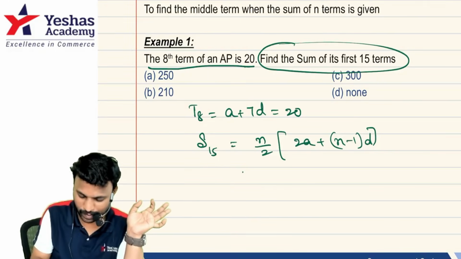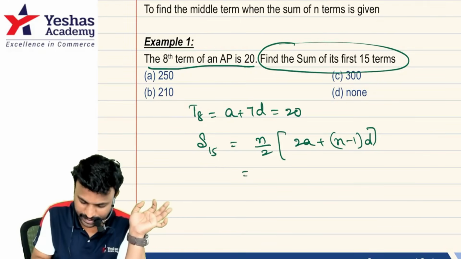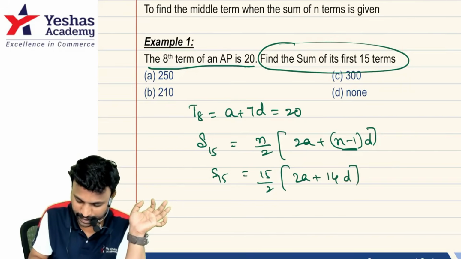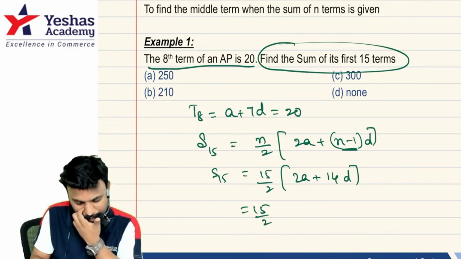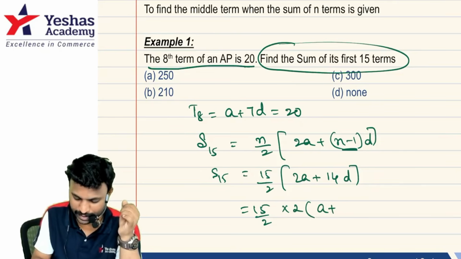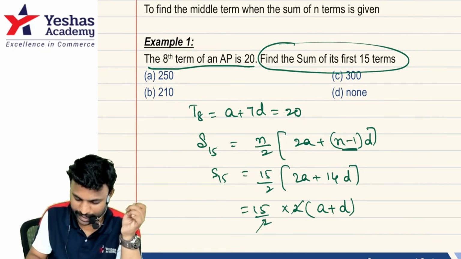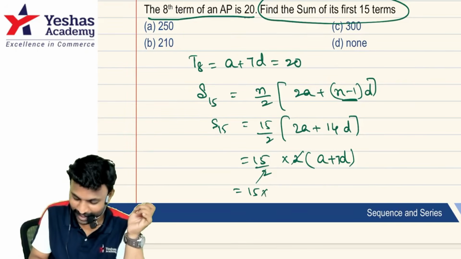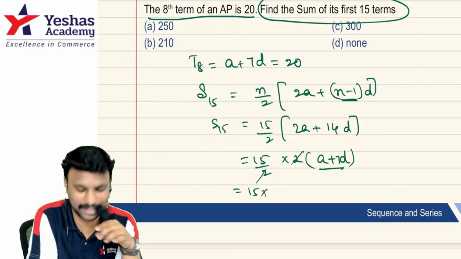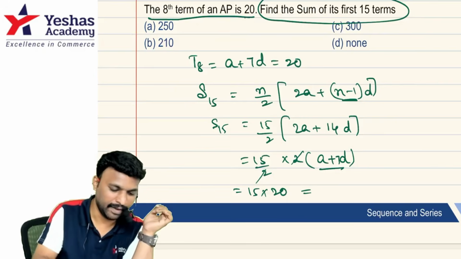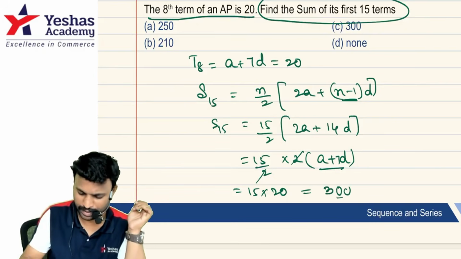Is this clear? Now, n I know, which is 15 divided by 2. 2 into a, n minus 1 becomes 15 minus 1, which is 14d. Everybody look here. What's common out of 2a and 14d? If I take 2 out, what will be the result? 2 and 2 will cancel, and we get a plus 7d. Right. A plus 7d, what is a plus 7d? 20. And the answer is 15 into 20, which is equal to 300.